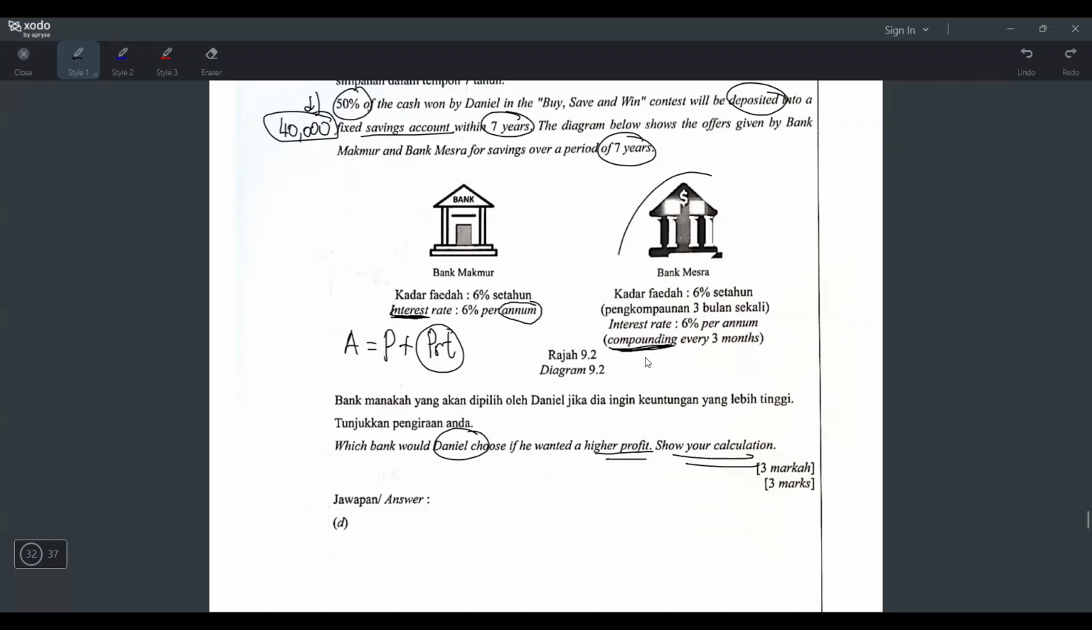But for this bank, it's a compound interest, right? It's compounding every 3 months. Then the formula is different. The formula is like this: MV equals P bracket 1 plus R over N, power NT. Whenever you see the word compound in the question, you need to use this formula. Okay, this formula is given in the exam.